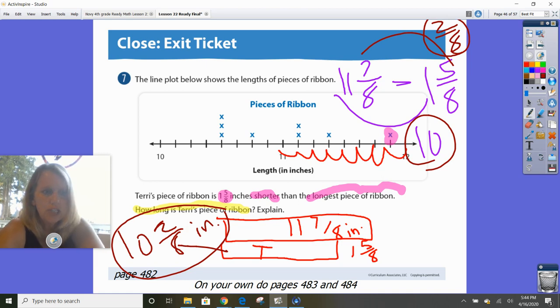All right, so hopefully we agree. On your own, you need to do pages 483 and 484. Let me know if you have any questions, mathematicians.